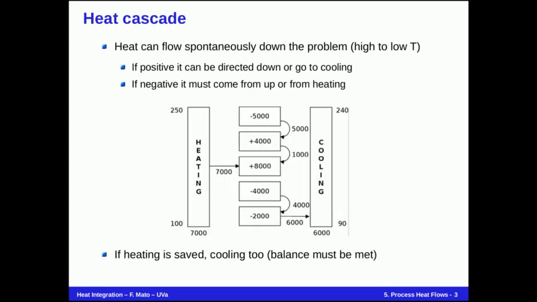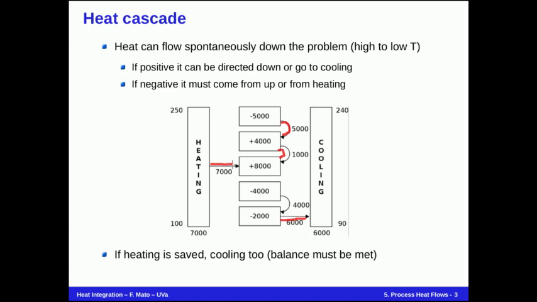But heat can flow spontaneously down the problem from high to low temperature. It can cascade down the problem. If positive, it is in excess, it can be directed down or go to cooling. If negative, it is in default, it must come from up or from heating.